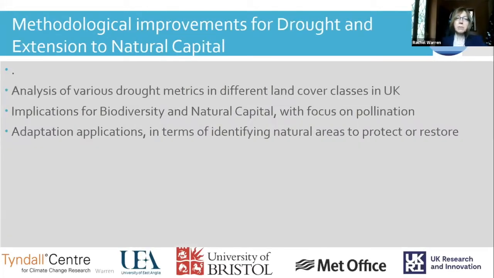We made some methodological improvements to the drought analysis by looking at a very wide variety of metrics and how they differ in different land cover classes in the UK. Jeff will speak about this and then go on to talk about the work on biodiversity and natural capital.